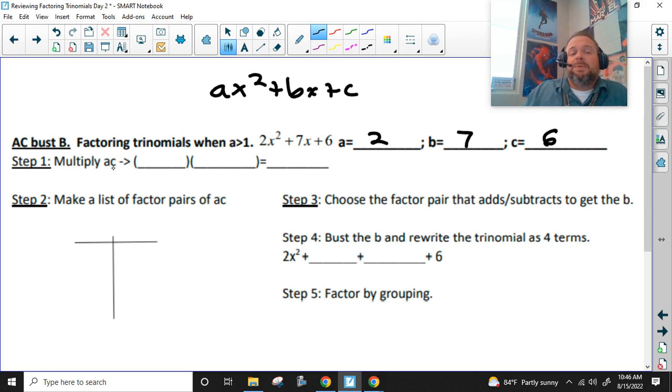All right. So we're going to multiply A and C. So we're going to say 2 times 6 is 12.